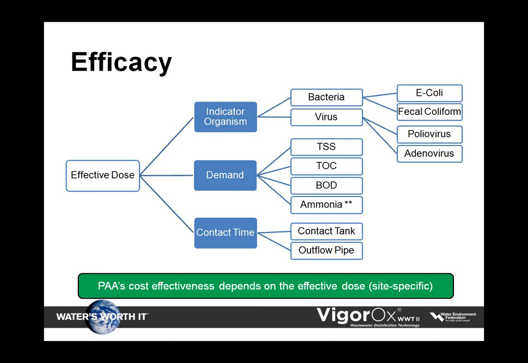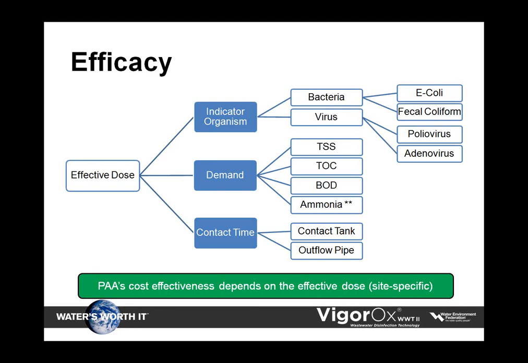So we've established that PAA can be cost-effective in the cases we just described. But what determines whether PAA can be cost-effective at any given individual site? In other words, how do we know how much PAA and how long of a contact time is required to meet permit limits? Well, we know that the effective dose of PAA is primarily driven by three factors.